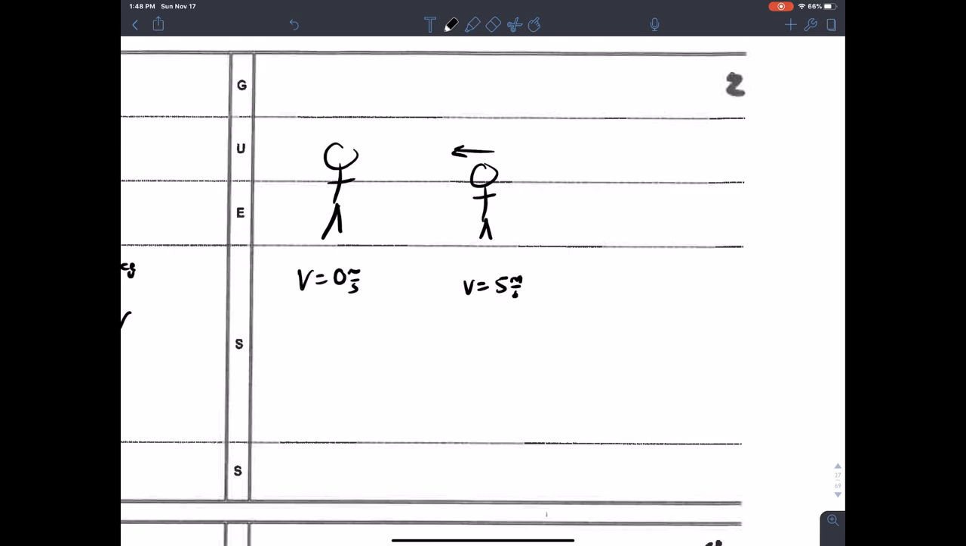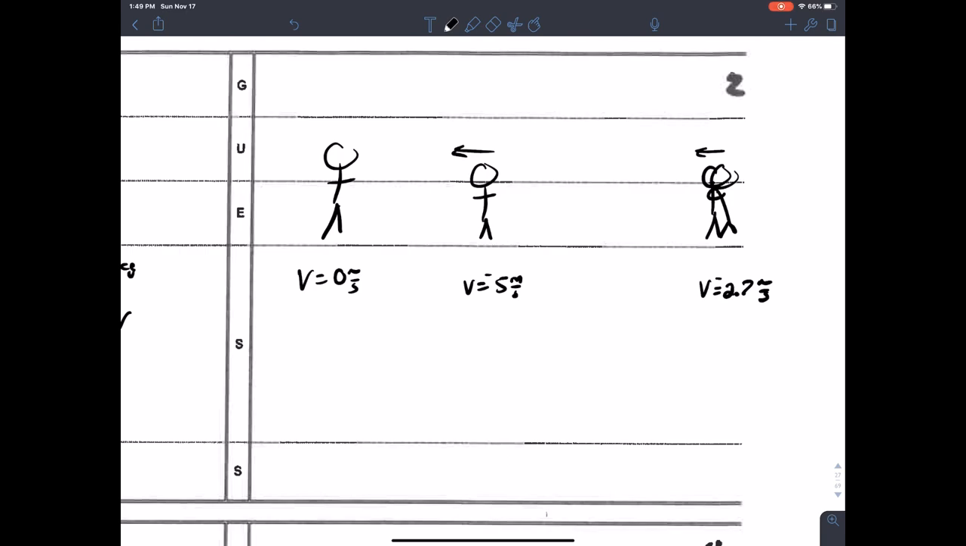It says it holds on to him. So what's going to happen is these two are going to wrap around each other like that, and they're going to come together. It says the two combine with a velocity of, now since I drew mine going to the left, I'm going to keep it that way, so the velocity is going to be 2.7 meters per second. And since I have it going to the left, it would be a negative. If you leave yours as positive, leave it as positive.